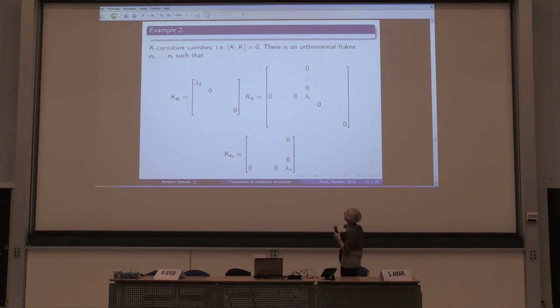Another example, of course, we should consider the case when this K sectional curvature vanishes. In this case, there is a normal basis such that the representation is like here. So we have n parameters, lambda 1, ..., lambda n. They are in suitable places. They can be 0, not 0, everything.